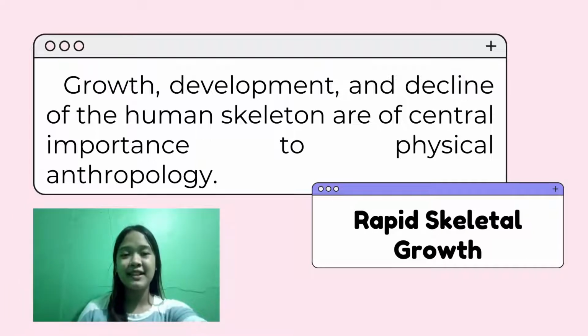First development is physical development in male and female. First, in male: rapid skeletal growth. Growth, development, and decline of the human skeleton are of central importance to physical anthropology. All processes of skeletal growth, the longitudinal growth as well as gains and losses of bone mass, are subject to environmental and genetic influences.